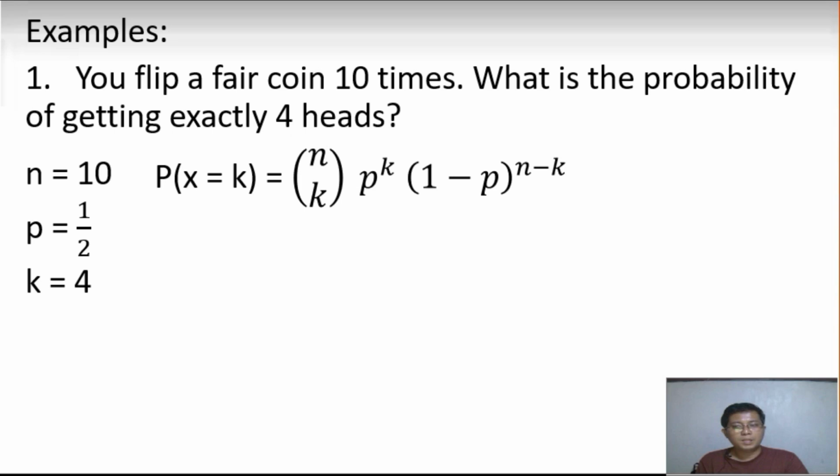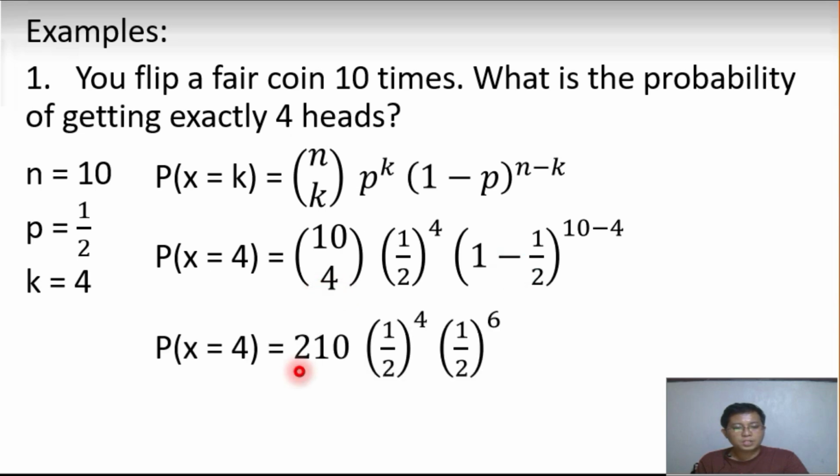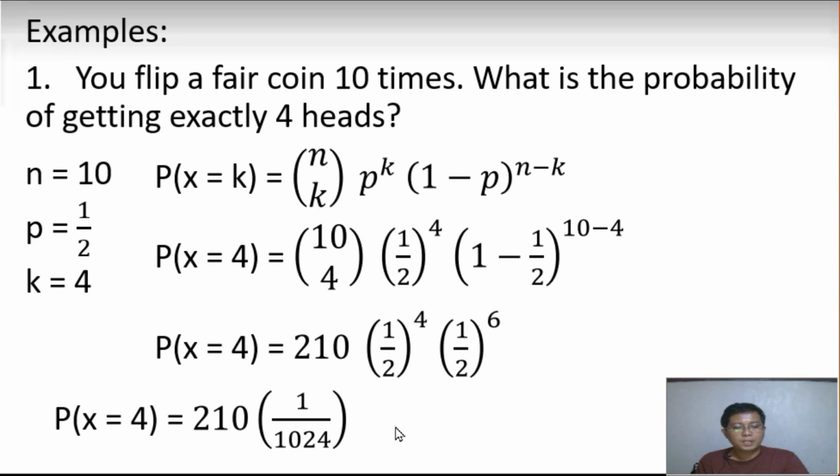So we substitute that in our probability mass function. By substitution, we have the probability of x equals 4 equals 10 choose 4. So here you need to simplify this using the combination formula, times 1/2 to the 4th power, times the quantity 1 minus 1/2 raised to 10 minus 4. So simplifying this using combination, that is 210. 1 minus 1/2 is also 1/2. Further simplifying this, we now have the probability of x equals 4 equals 210 times 1 all over 1024. So that is equal to 105 all over 512 in lowest terms, or that is equivalent to 0.20507. So that is the probability of getting exactly 4 heads in flipping a coin 10 times.